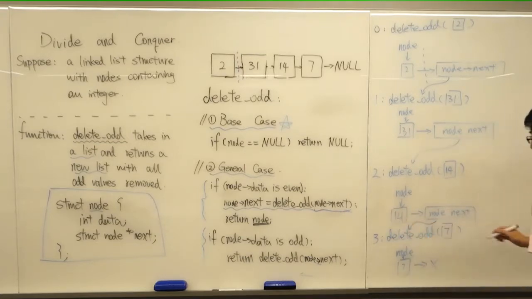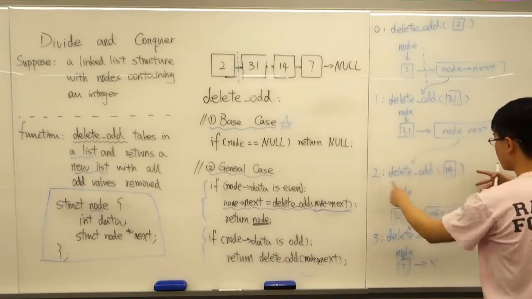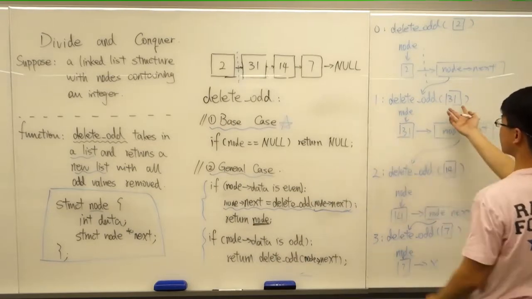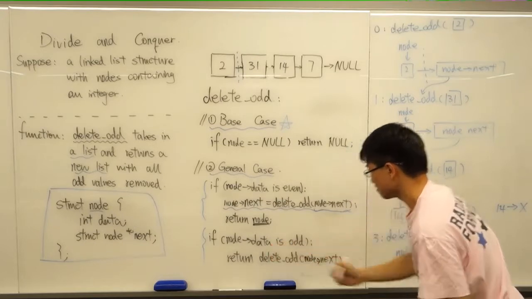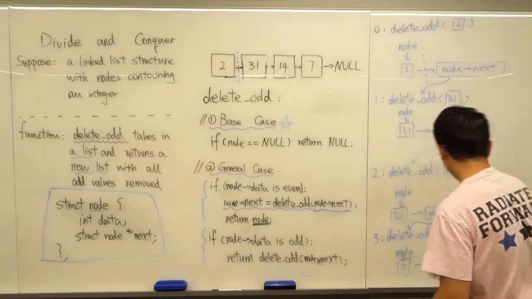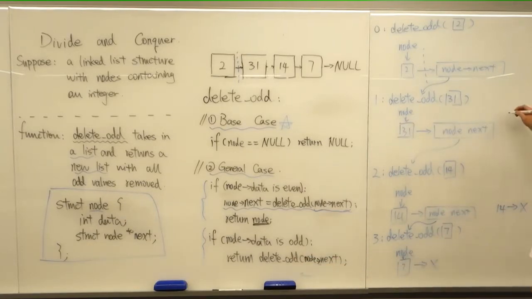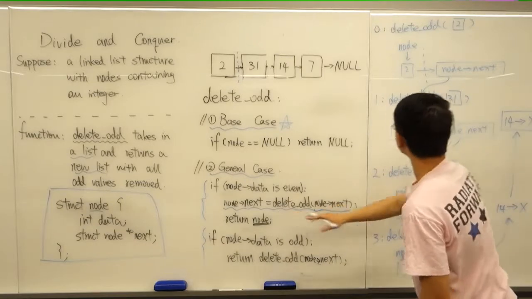Come back to here, we will get 14 pointed to null. Let's keep going. 14 is called in this place, it's a 31. So it is an odd number. It just says return delete odd node next. And we already figured out delete odd node next, just return 14 and null. So at this point, it will still be 14 and null.